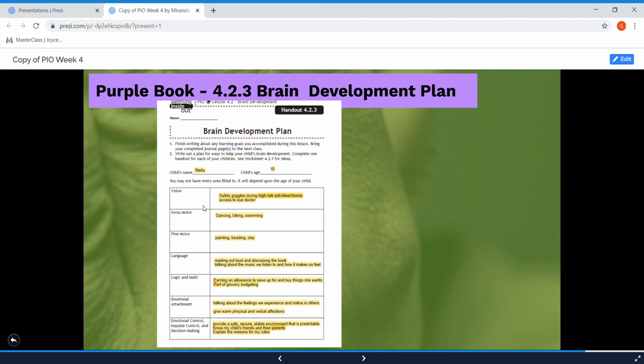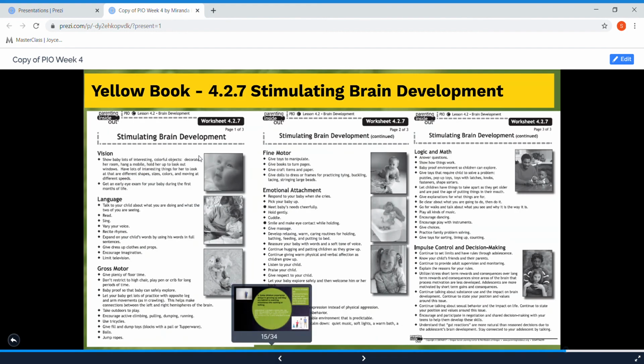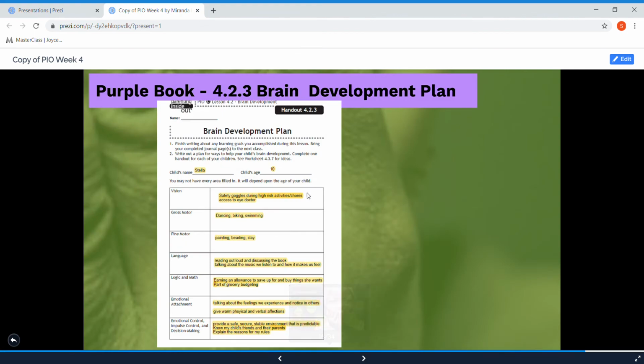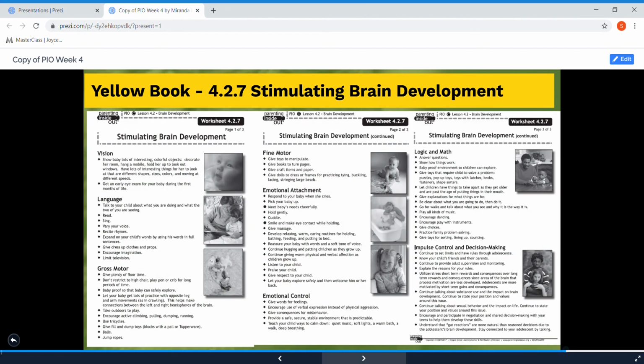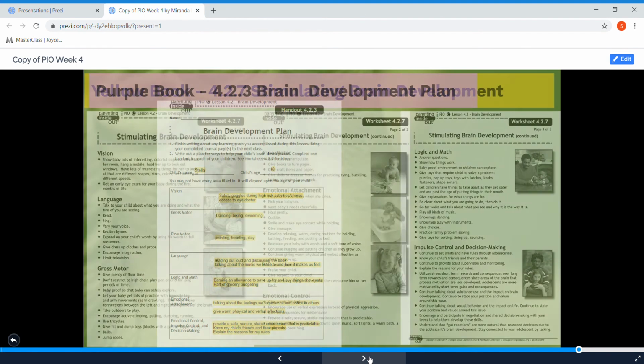And I gave some ideas in each of these. Now, something I want you to know is that the categories on this brain development plan, vision, gross motor, fine motor, language, are the same categories that are in the yellow book that we just looked at and you just highlighted. So if you get stuck on any of these boxes we fill out, you can turn to those pages in your yellow book and get some ideas from there.